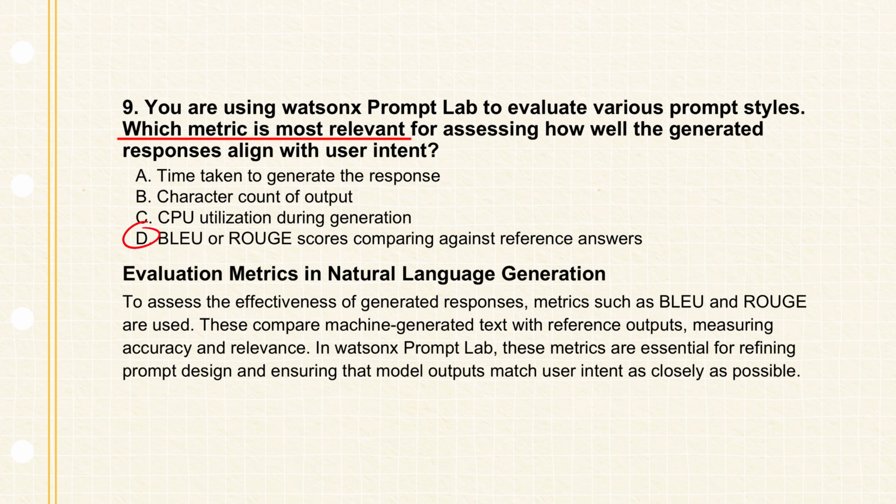BLEU or ROUGE. What do they actually measure? They're standard metrics in natural language processing. Essentially, they compare the AI-generated text to one or more human-written ideal or reference answers. They look for overlapping words and phrases, n-grams specifically. So a higher score means the AI's output is linguistically closer to what a human expert considered a good answer for that prompt. Generally, yes.